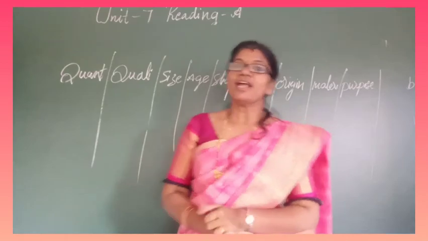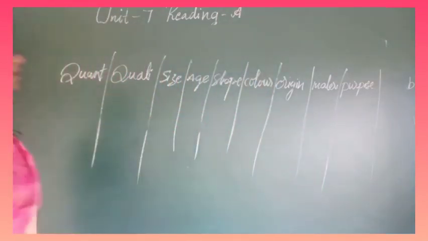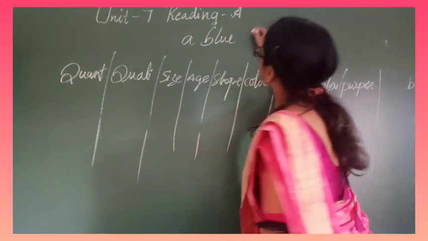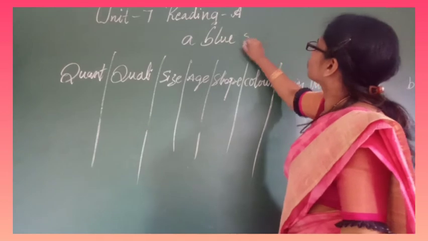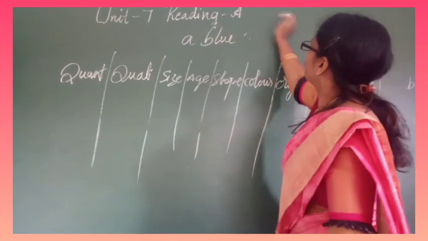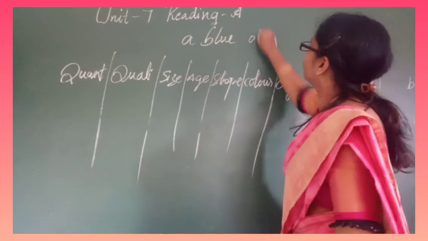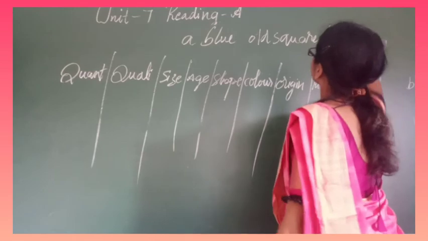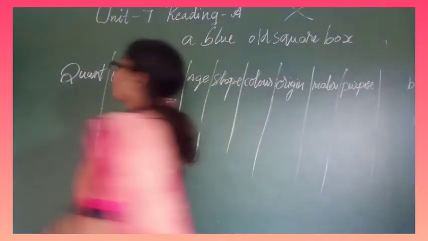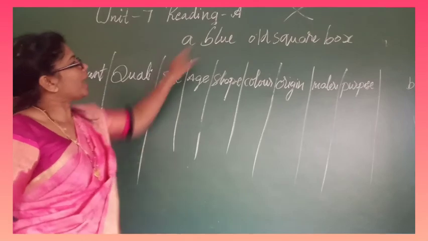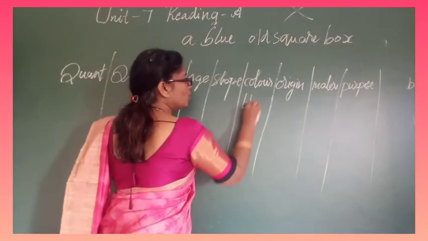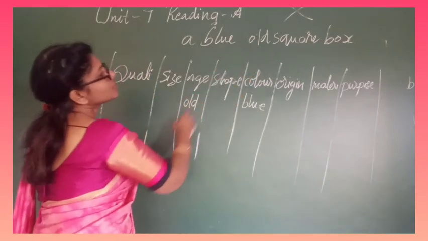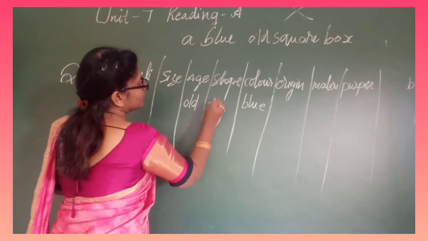That you should remember. Now, the first example we took, I said "blue old square box." Is it correct? Let's check. So I said it wrong in the beginning. Why? Because blue is color, so you write it under color. Old is age. Then square is shape.